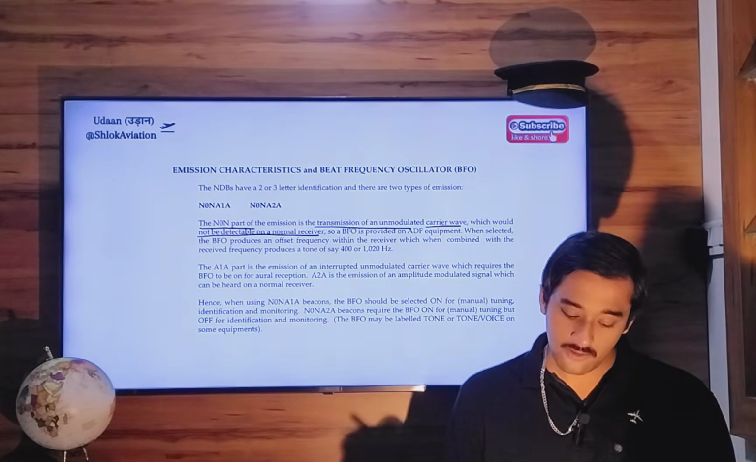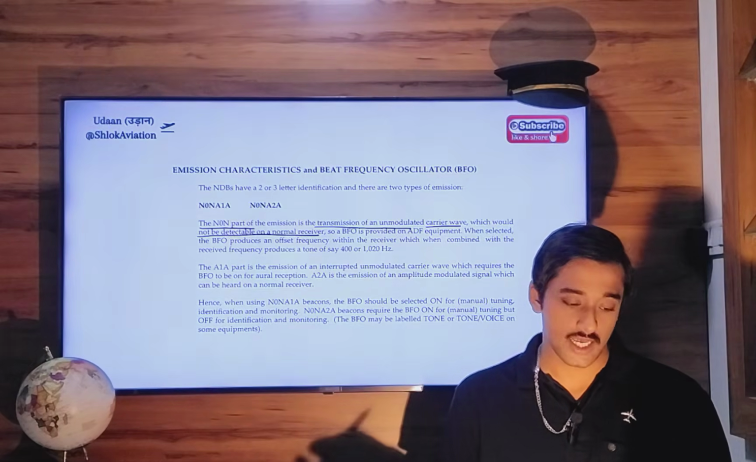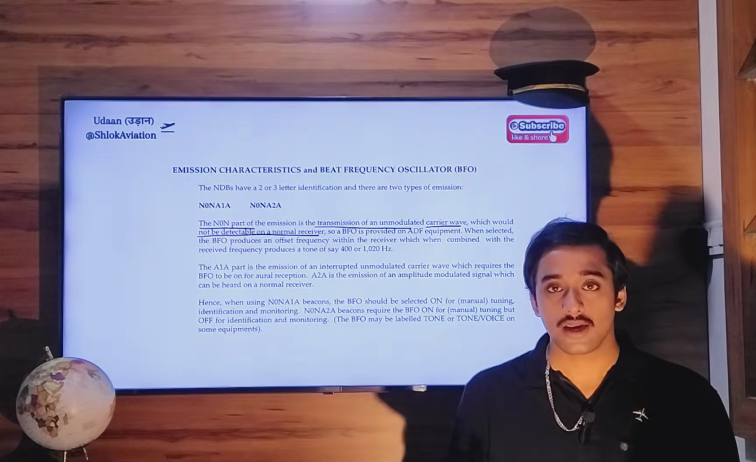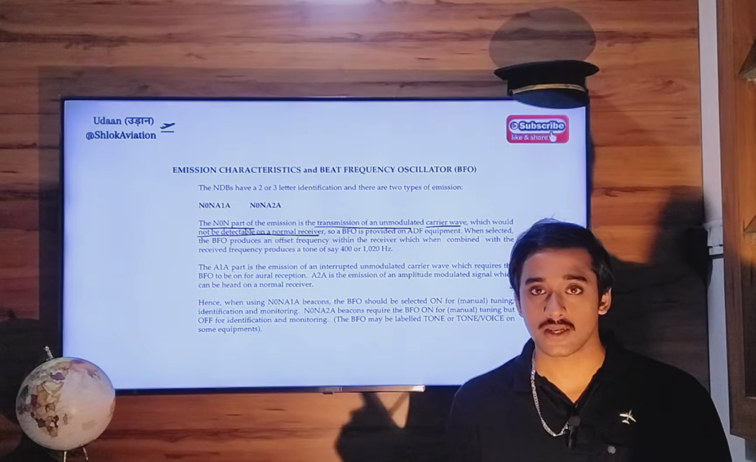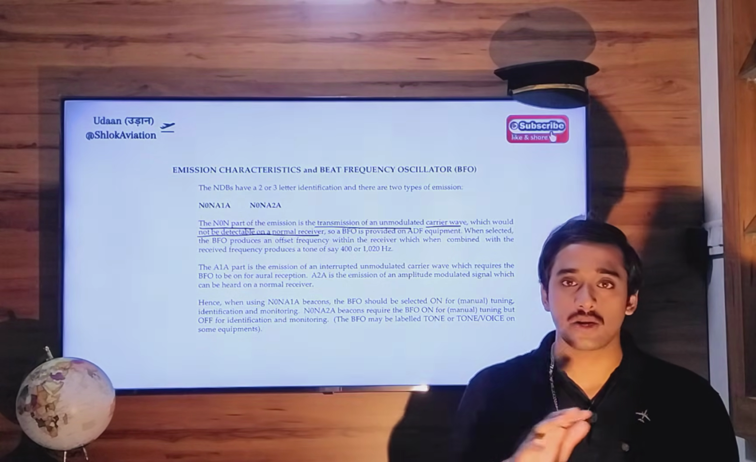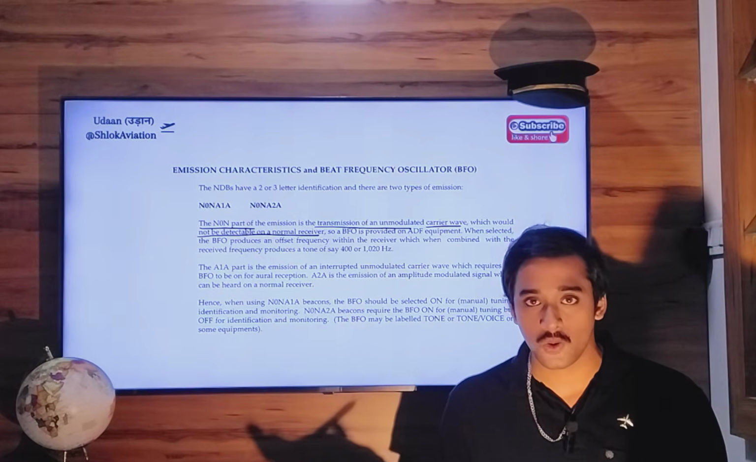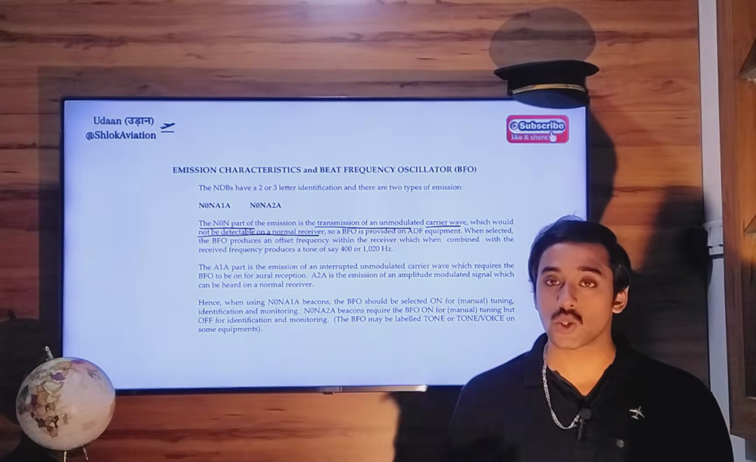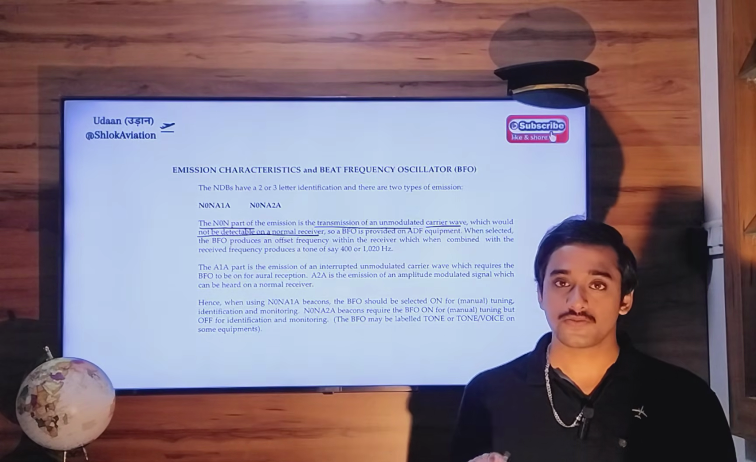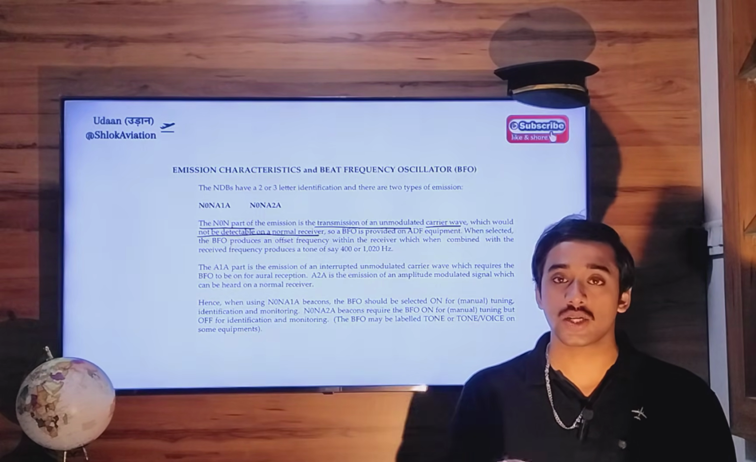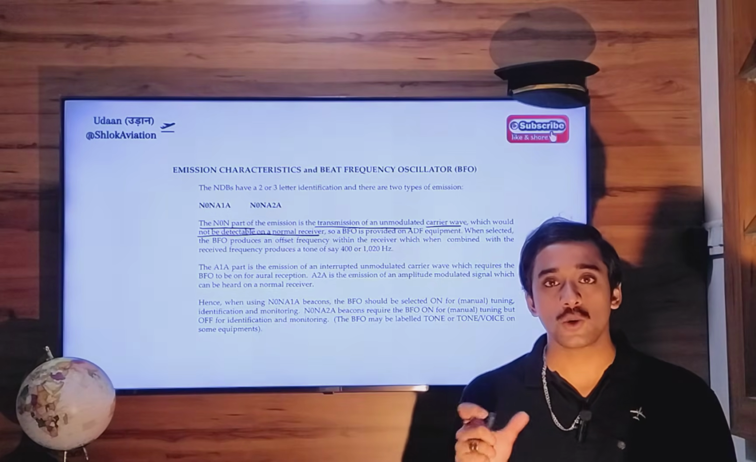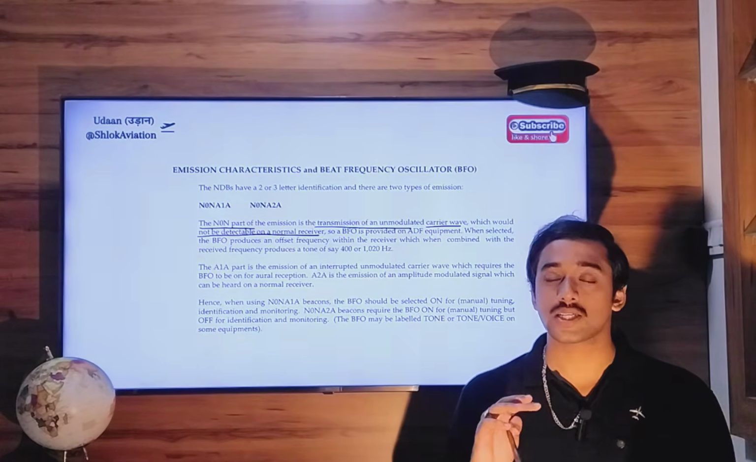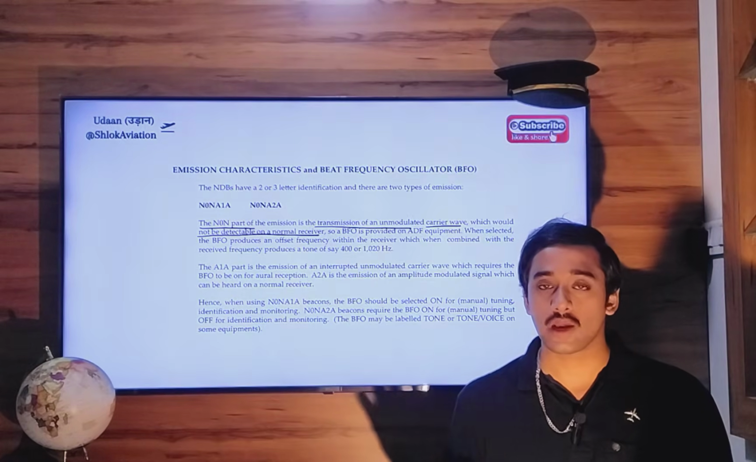So BFO is provided on ADF equipment. When selected, BFO produces an offset frequency. Now what is the meaning of offset frequency? An additional frequency in addition to the original frequency. The original frequency can be anywhere between 190 to 1750 kilohertz. So this additional frequency, that is this audio tone, is in addition to the original one. Now this audio tone frequency can be 1000 hertz different from the original frequency.